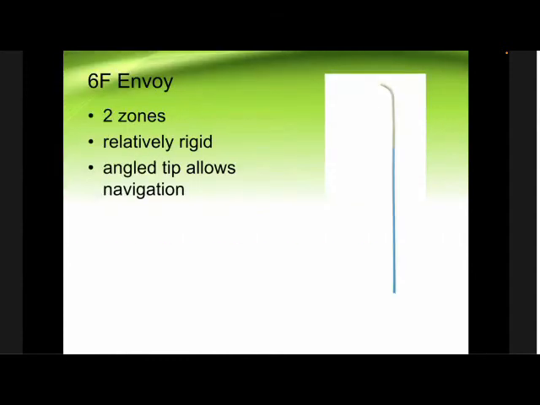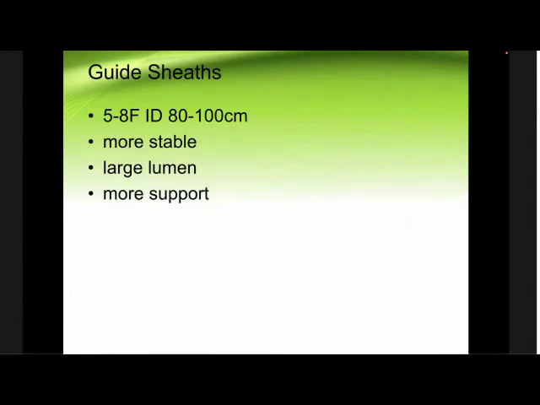The other classical one which everyone uses is the 6F Envoy catheter, which is relatively more rigid than the Gator tip, and it has an angled tip which allows selective navigation.